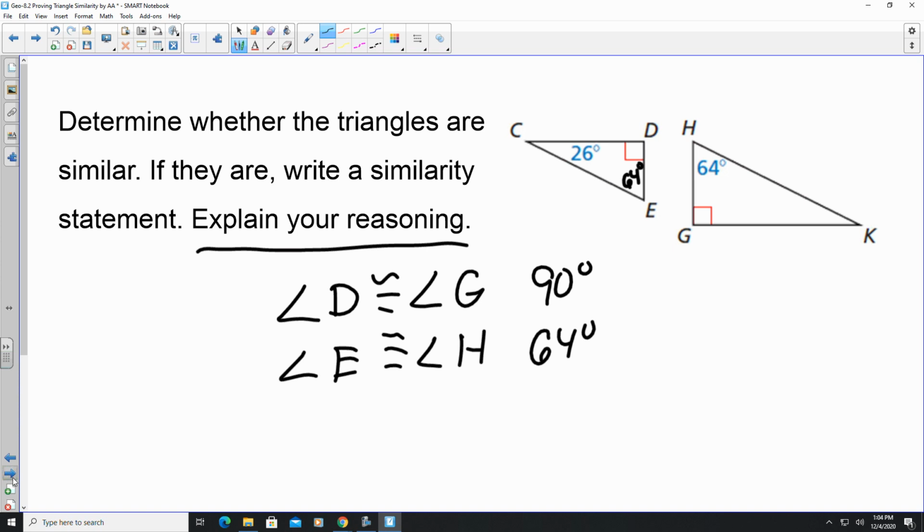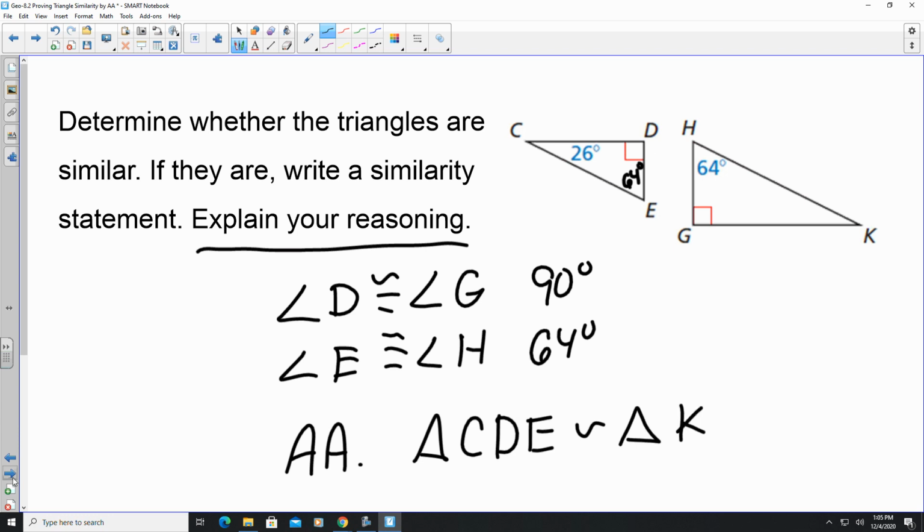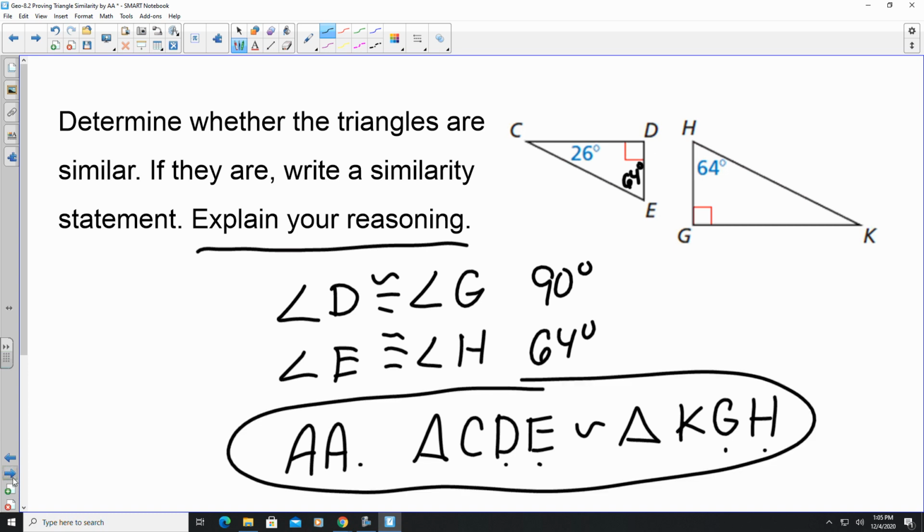I have now 2 sets of congruent angles, so my explanation is by angle-angle, I know that triangle CDE is similar. Now I got to write this correctly, so it's going to be KGH. Like D and G, they were congruent, so they're in the same spot. They're both in spot 2, and E and H are in the same spot there. So that would be my explanation and my similarity statement.